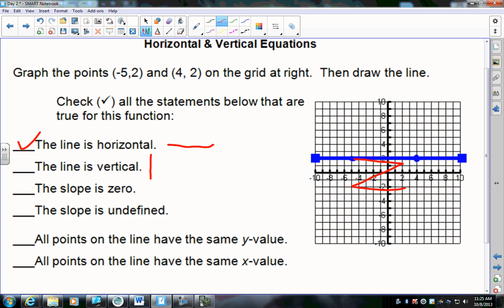Horizontal line, it makes a Z. Slope is 0. Okay? The slope is undefined. No, it is not. That's only a vertical line.